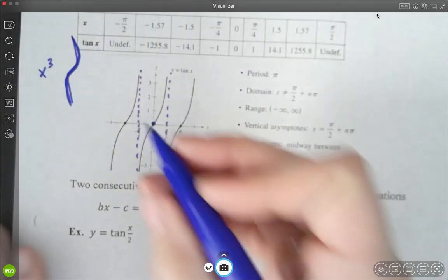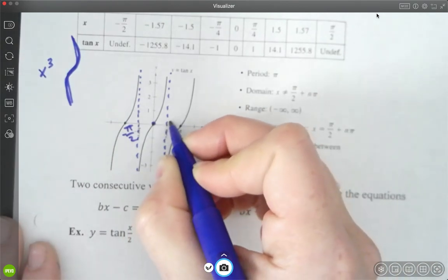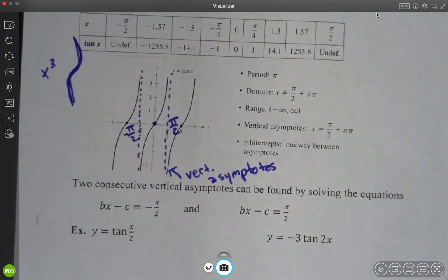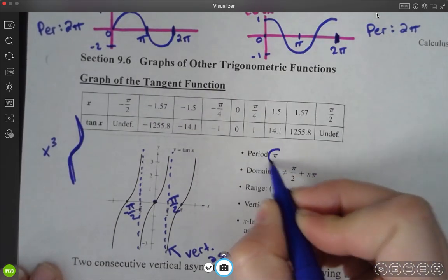Now, how wide is tangent? If you look at this asymptote over here, this is -pi/2. Over here is +pi/2, right? That's half of a pi on either side of 0. So what is his full period? Just pi, right? Just pi. So the period of tangent is pi.